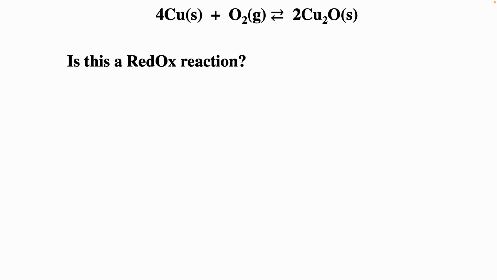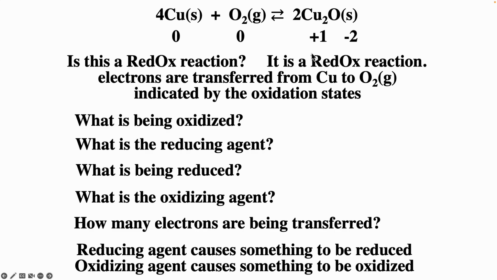So we have another reaction here. It is a redox reaction. Again, redox just means electrochemical. If there's a change in oxidation state, it means it has to be a redox reaction. If we look at the oxidation states, the copper by itself is 0, oxygen by itself is 0. Oxygen is often a -2, and so that means the copper would be a +1. So the oxygen is going from a 0 to a -2, copper is going from a 0 to a +1, and so this is a redox reaction.